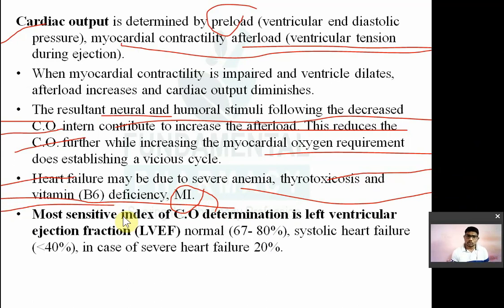Most sensitive index for cardiac output determination is left ventricular ejection fraction. So whatever amount of blood that is being pumped, okay, that is being pumped by left ventricle per systole. So most sensitive index for cardiac output determination.